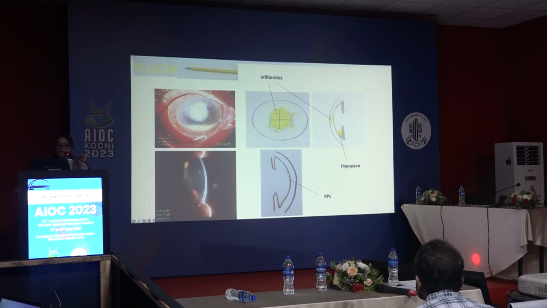But hypopyon you will not show here in the frontal view. You will show it here in the slit view, and you should always mention the height of hypopyon, 1 millimeter, 2 millimeter, and depth of corneal ulcer as well. And if you can appreciate in this picture, there are fine KPs all over the endothelium. So KPs we also depict with yellow color and in the slit view.